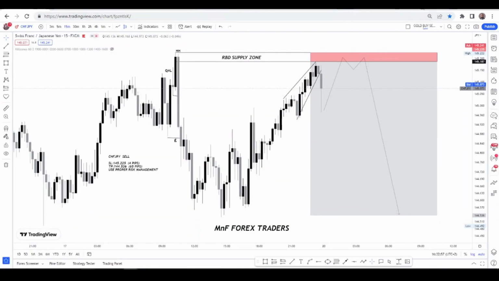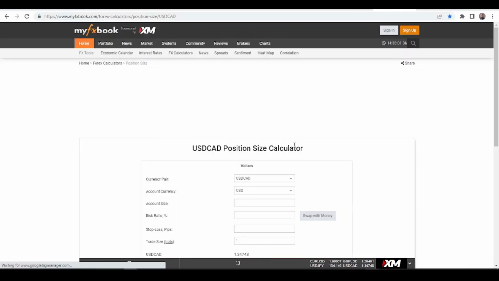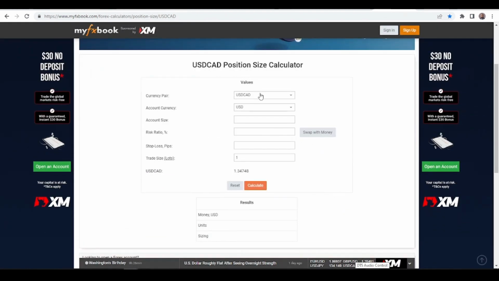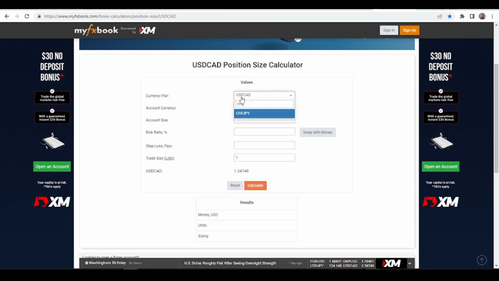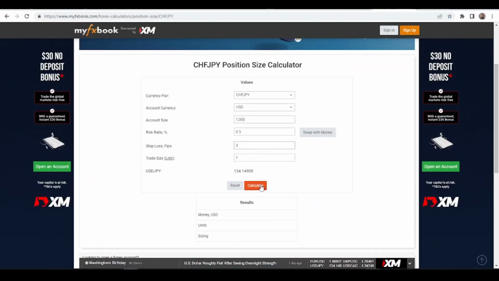For me, what I use is the one by MyFXBook. It's simple. For example, if you're looking at CHF/JPY, I'll put CHF/JPY here. Then my currency is there. Then the account size. Let's say I have a $1,000 account, and I want to risk 0.5%, and my stop loss in this case is 3 pips. So I'll just put 3 pips here and hit calculate.